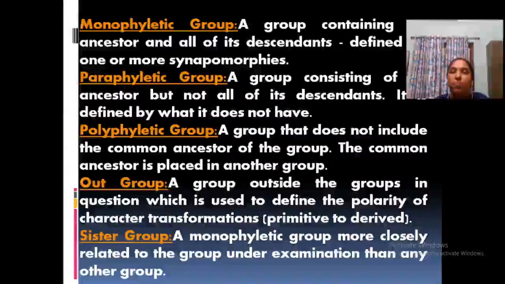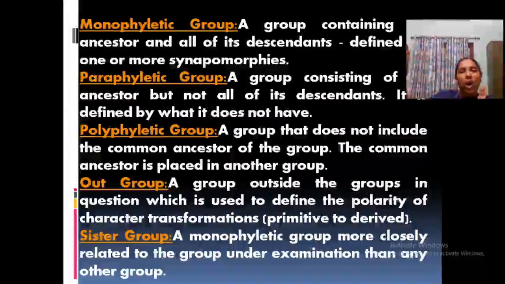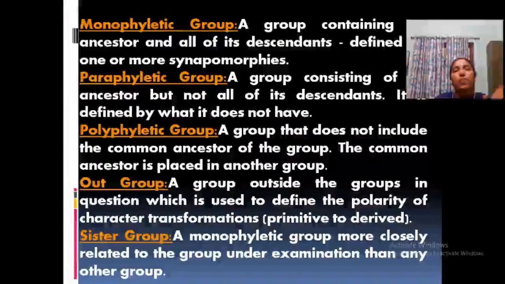Then what is an outgroup? A group outside the groups in question. For example, there are characters only in that group. Others all share some common character, but these usually have primitive characters. That is at the lower part of the phylogenetic tree. That is a separated one, the outgroup. What is a sister group? A monophyletic group, more closely related groups that share a common ancestor. They are under observation. I will show this in your diagrams.